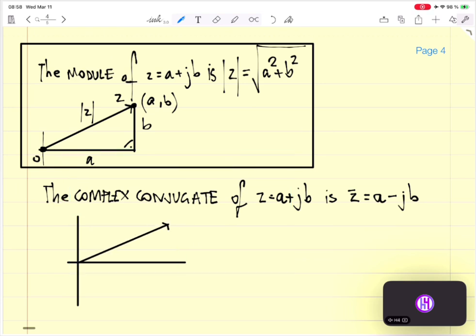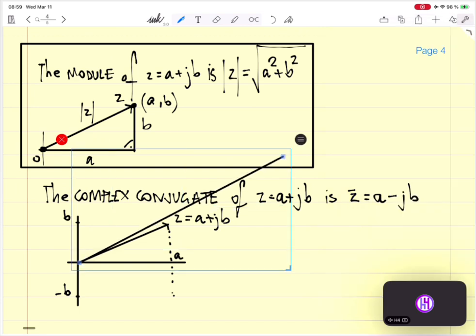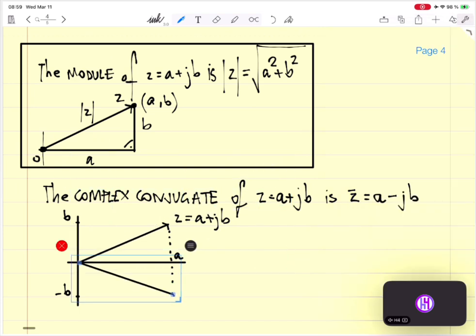This is A, this is Z, okay? A plus JB. What happens if we turn B to minus B, but we keep A? The point turns the mirror on the real axis, okay? This is the complex conjugate. Just mirror.